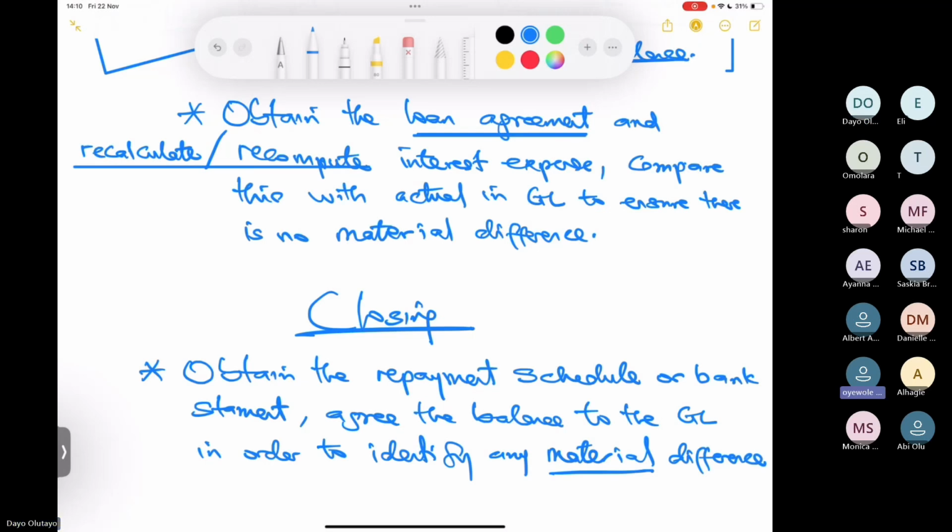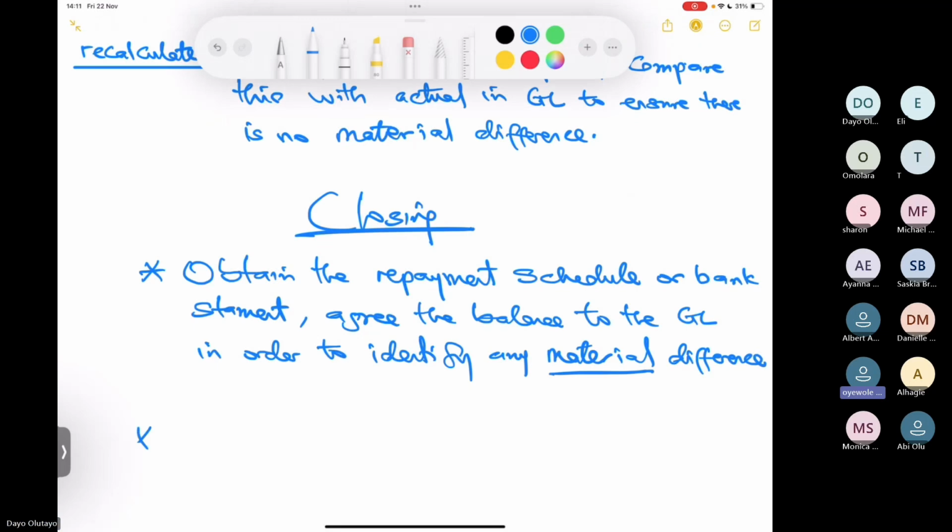Sorry, can we use significant difference? Must it be material or significant difference? Significant is also perfect. Significant difference. Yes. The same thing we are saying. Thank you.